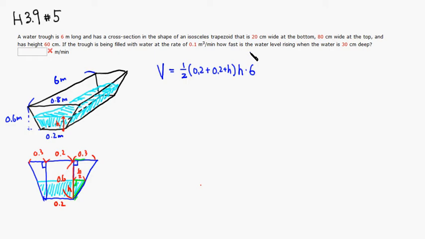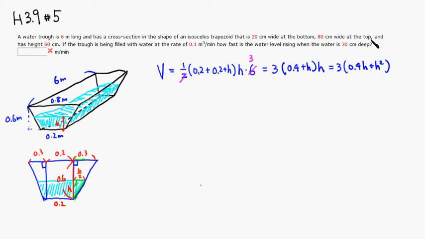Alright, so we have that. The first thing is 6 and 2 cancel out, so you end up with 3. And 0.2 plus 0.2 is 0.4 plus H, and times H. If you want, we can just multiply out, so we can write it as 3 times (0.4H plus H squared). So that's the volume.